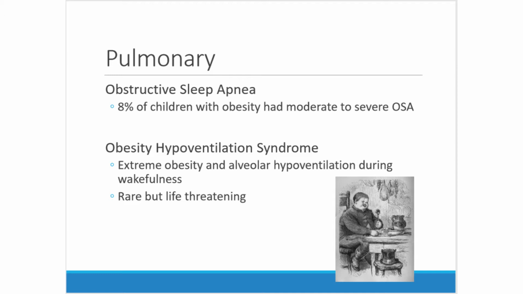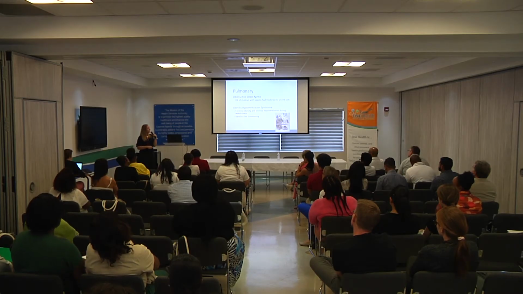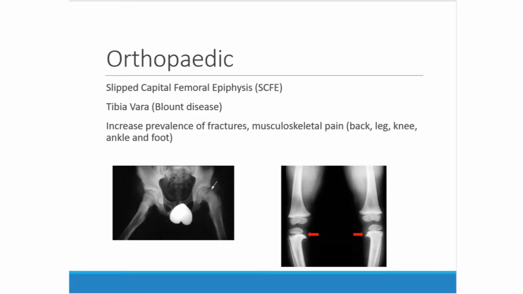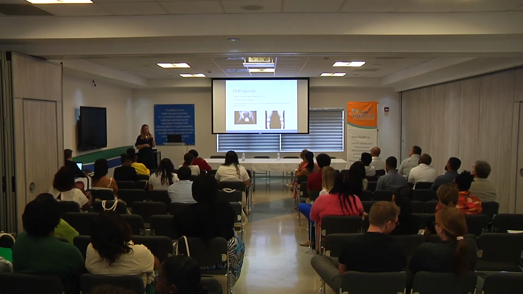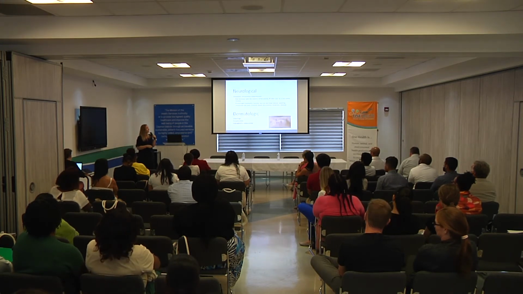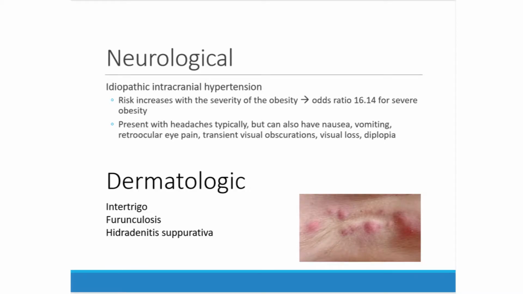And then obesity hypoventilation syndrome. This is rare, but it's life-threatening and something we have to be aware of. So you get extreme obesity and alveolar hypoventilation during wakefulness. So that's something, again, we all have to be very vigilant for. From an orthopedic point of view, you get slipped capital femoral epiphyses, you get Blount disease as well, and you also get more fractures and musculoskeletal issues in these children. So these are all things you have to think about when the kids come in and present.